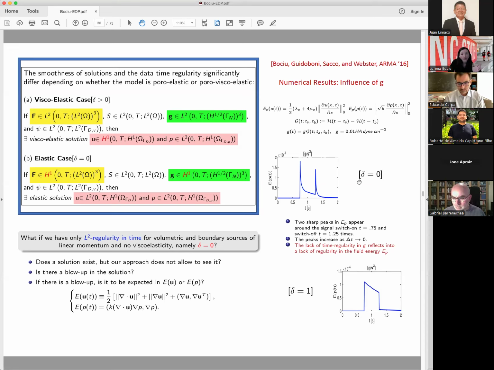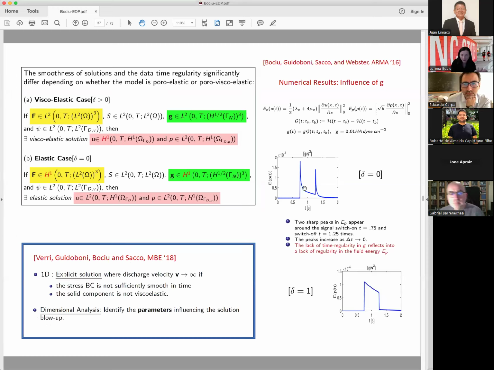So lack of time regularity in the source G reflects into a lack of regularity in the fluid energy P. In comparison, if we add viscoelasticity in the systems, the peak diminish. There's no longer peaks, right? You can see it's kind of smoothed out. So, of course, numerical computations are not a proof, right? But they do give you hints of what happened.